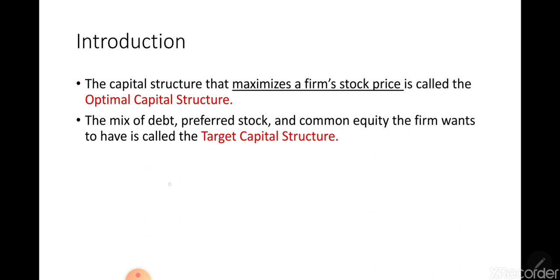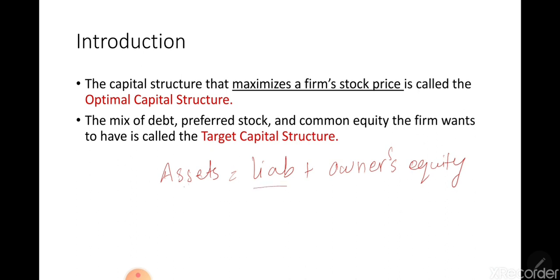Basically, your accounting equation is assets is equal to liability plus owner's equity. So every business has to decide what percentage of the assets will be financed through loan and what percentage through owner's equity. This is the capital structure that the business wants to have. So the mix of debt, preferred stock and common equity the firm wants to have is called the target capital structure. This is what the business wants to have.